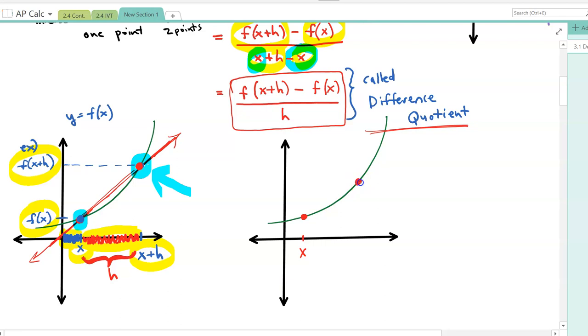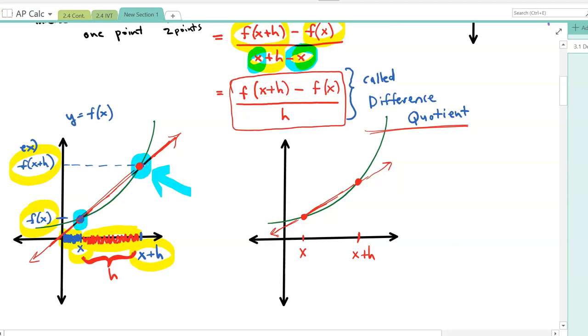My colors are out of whack right now because I color it in, but then this app is changing the colors. But all right, so here's x, and now I'm just going to stick to this red color. This is x plus h. So what I did is I'm moving x plus h a little bit closer to x. Now I can connect those two red dots, and that's going to give me a better approximation for the slope at x.